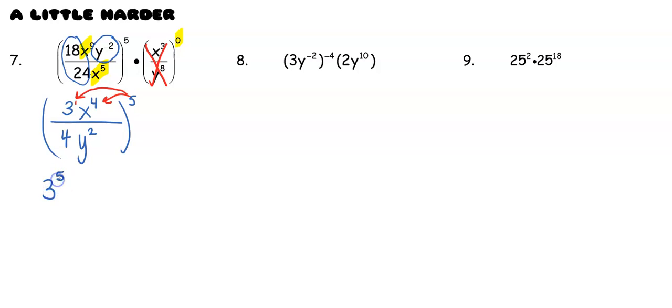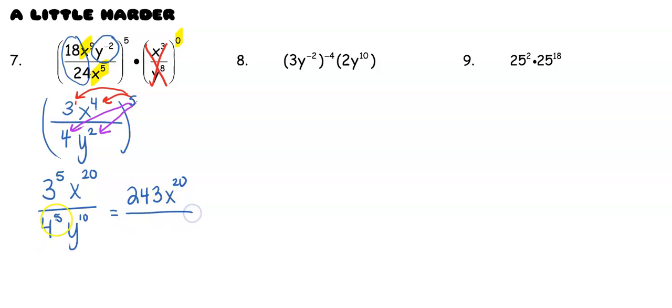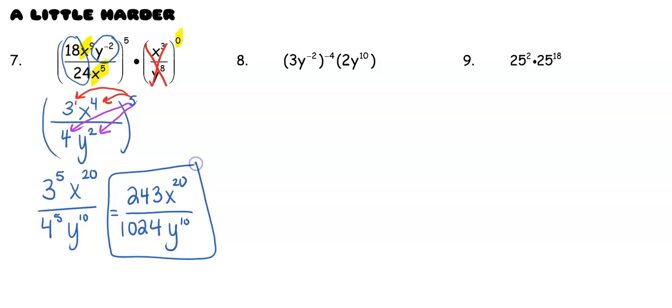1 times 5 is 5. 4 times 5 gives us x to the 20th. And then again, we distribute that 5 to the bottom as well. That becomes 4 to the 5th. 2 times 5 gives me y to the 10th. We multiply those numbers out. So 3 to the 5th is 243, x to the 20th on top. 4 to the 5th is 1024, y to the 10th on the bottom.